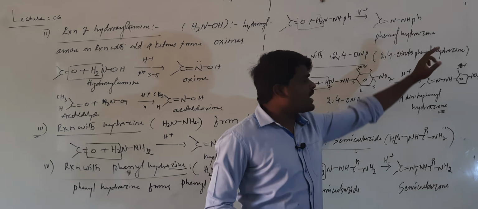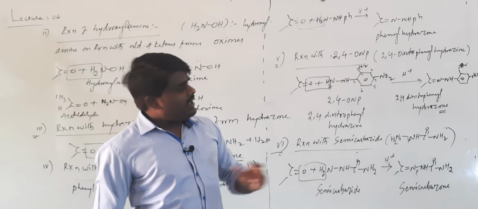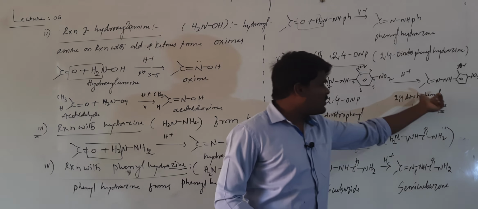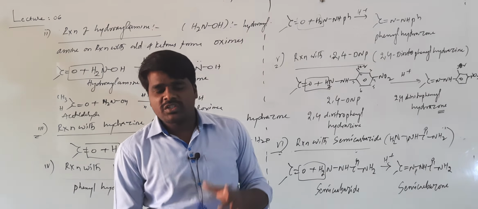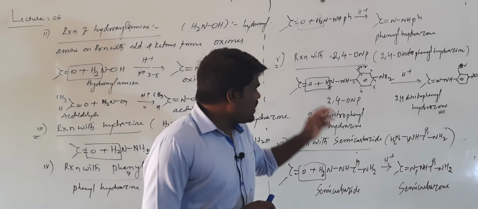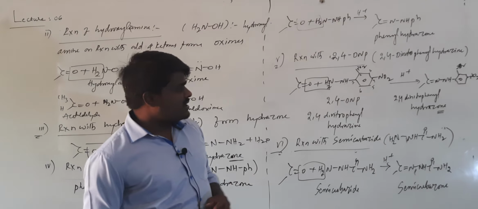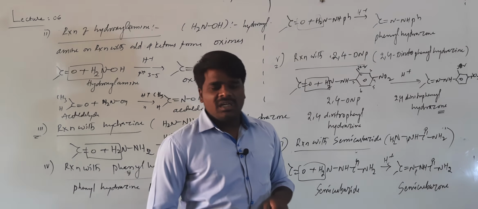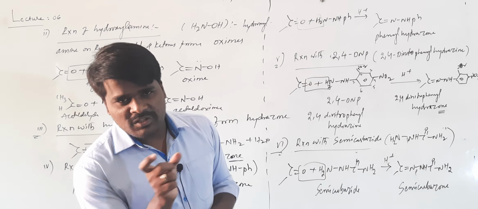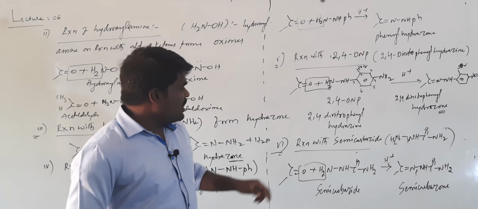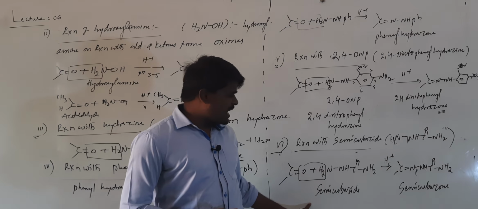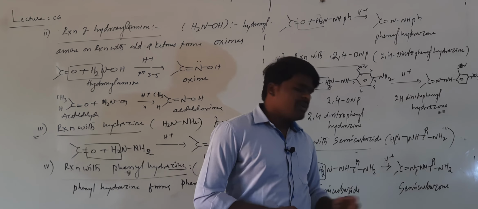From this phenylhydrazine, if you substitute at second and fourth position with nitro group, the resultant compound is called 2,4-dinitrophenylhydrazine. If it is treated with a carbonyl compound, it will form 2,4-dinitrophenylhydrazone, which is a very important identification test for the carbonyl compound. If aldehydes or ketones are treated with 2,4-DNP, it forms an orange precipitate, which indicates the presence of aldehydes or ketones. And the last one is, if aldehydes and ketones are treated with semicarbazide, it will result in the formation of semicarbazone.